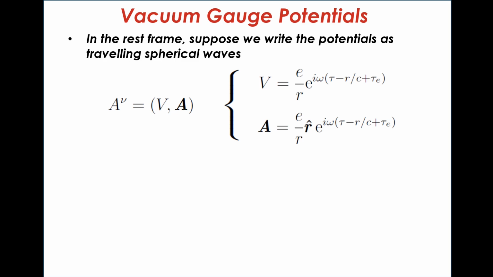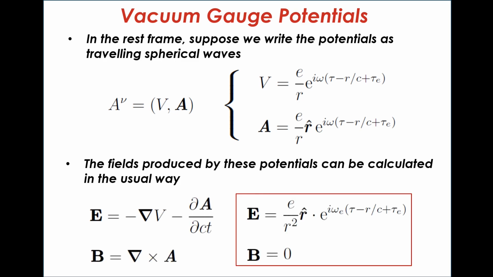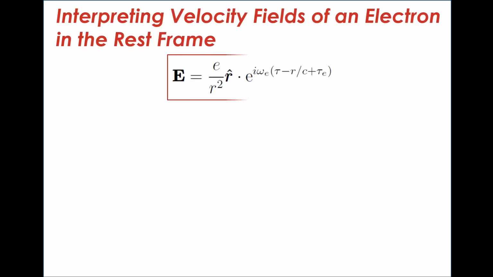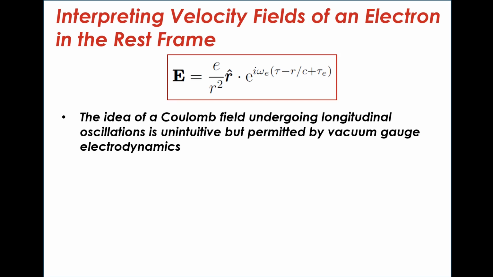Now let's calculate the electric and magnetic fields from these potentials. We see that the magnetic field is still zero, but the Coulomb field has inherited the same oscillating character as the potentials. It's important to say a few more words about the oscillating Coulomb field. Certainly, the idea of the Coulomb field having properties of a traveling wave is completely unintuitive, but the field in the red box, along with the potentials from which it derives, still satisfies the vacuum gauge condition.